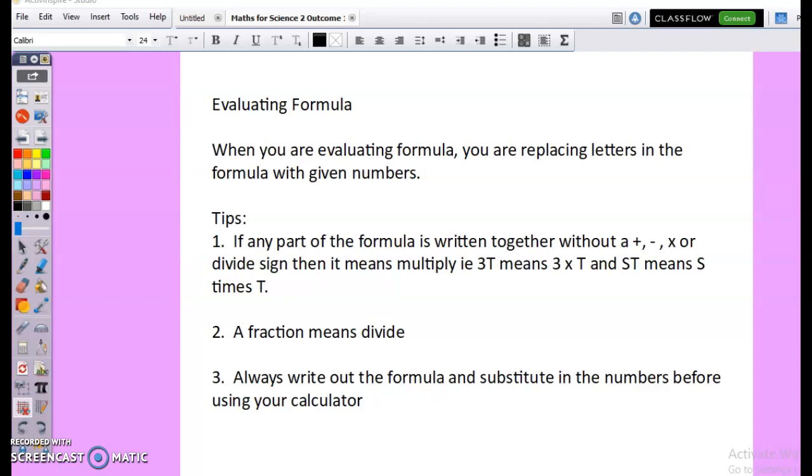The last topic in outcome 1 for Maths for Science 2 then is looking at evaluating formula. When you evaluate formula, you're replacing the letters in the formula with numbers that you have been given. Okay, a few tips before we get started on this.